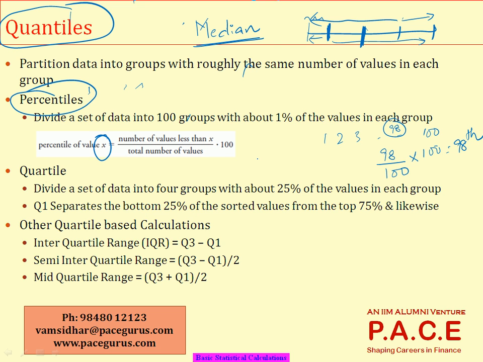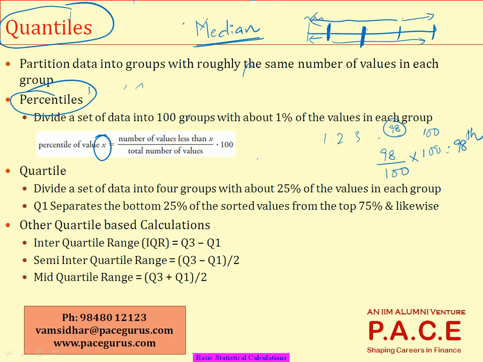The Q1, the first quartile, separates the bottom 25% of the values from the top 75% of the values. Q2 separates the bottom 50% from the top 50%, which is as good as the median. Quartile 3 separates the bottom 75% from the top 25%. So like this we define the quartiles.